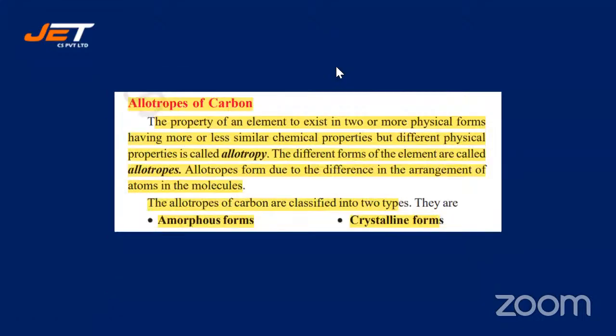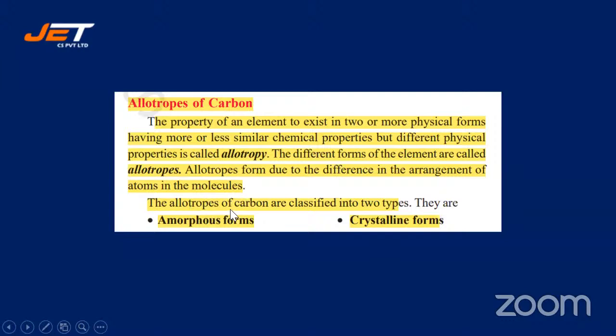Let us move to the next one. Next, coming to allotropes of carbon. Allotropy is the property of an element to exist in two or more physical forms having more or less similar chemical properties but different physical properties. The different forms of the element are called allotropes. Allotropes form due to the difference in the arrangement of atoms in the molecule.